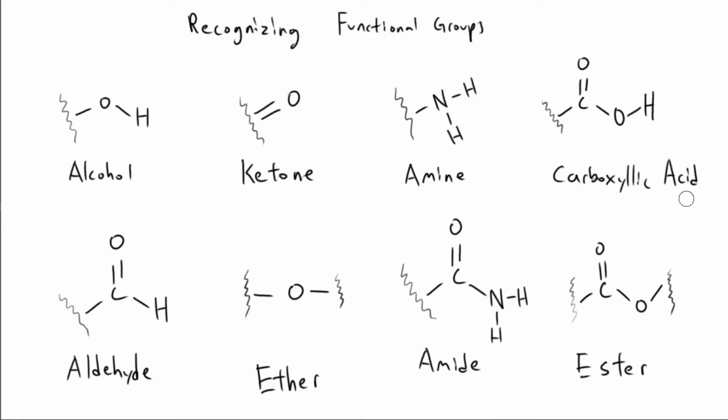Carboxylic acid is like an aldehyde, except instead of just having a hydrogen here, it has an oxygen and a hydrogen. This allows it to act as an organic acid. Finally, we have an ester. It's like an ether in that it combines two different hydrocarbon chains, but it's slightly different as it has a carbon and then a double bonded oxygen, which then connects to another oxygen to form that connection.